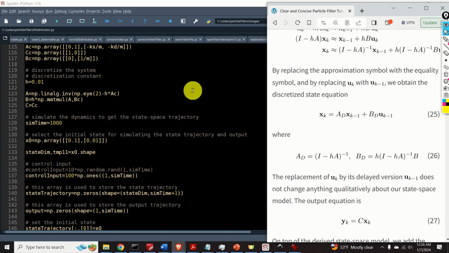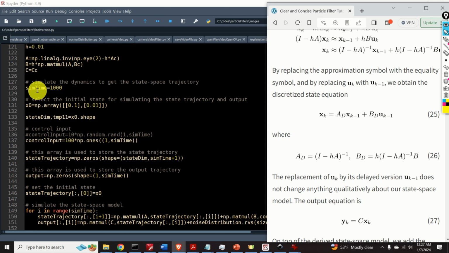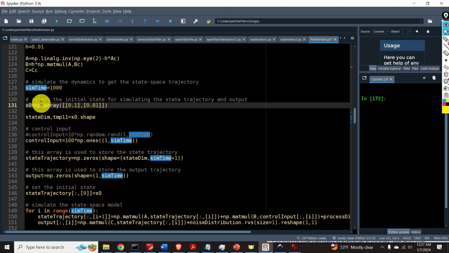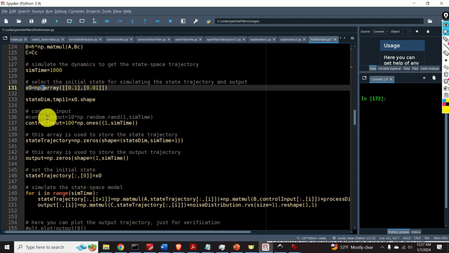Next, we need to simulate the dynamics of our discrete time state space model to get the test state space trajectory. That is, the true state space trajectory that will be used to compare the results obtained by the particle filter. First, we need to simulate the system. We select the simulation time. Over here, we will simulate the system for 1000 time steps. We select the initial state. Then we extract the initial state dimensions. Then we select the control input. I selected a constant control input. That is, I will simulate a step response of the system.